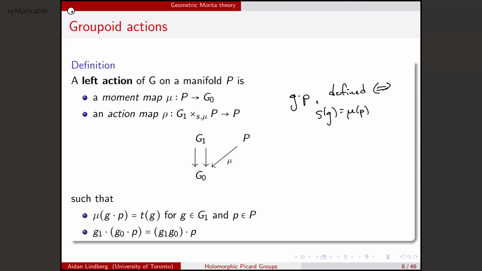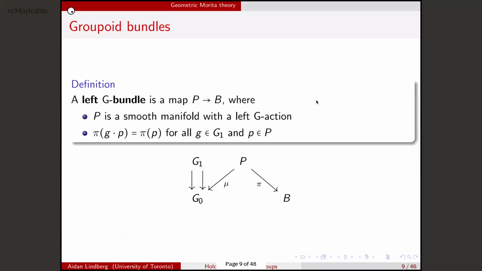And if I can do this, then after I act on P with G, it needs to end up at the target of G if I apply the moment map again. And it should be a module action. Okay. So, all right, so that's probably the hardest definition.